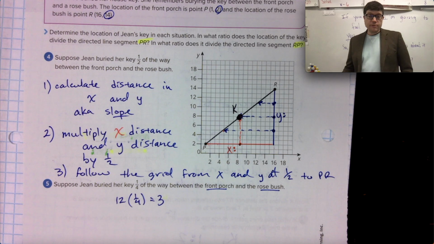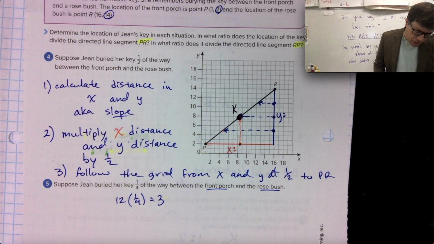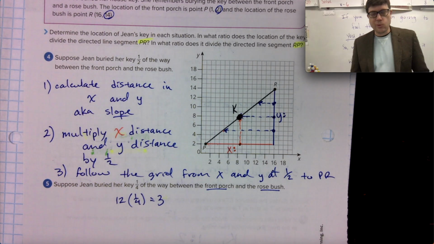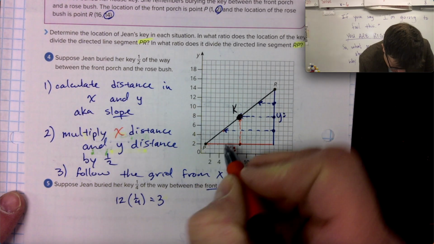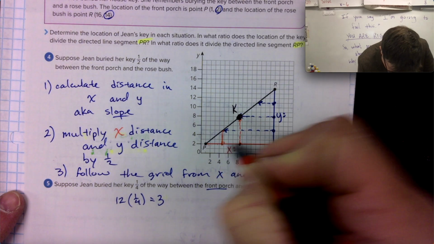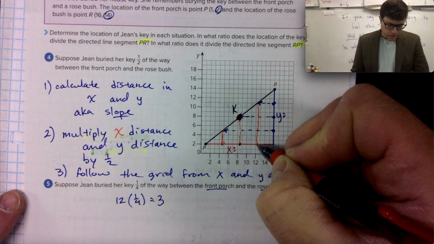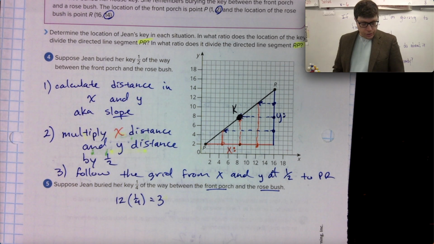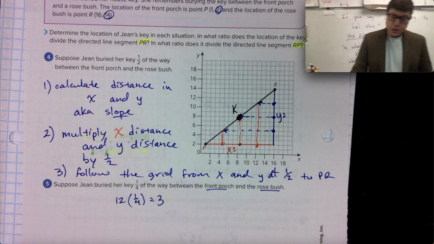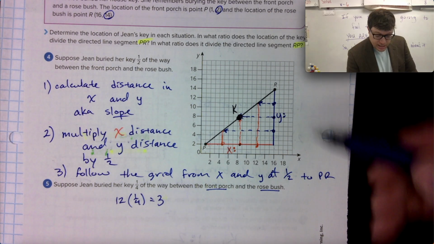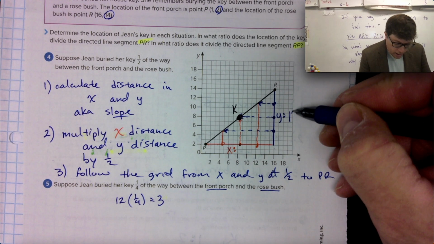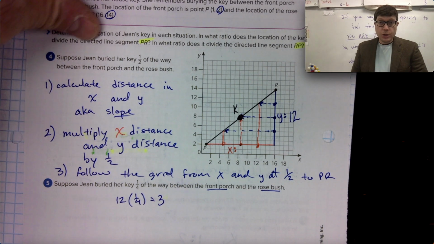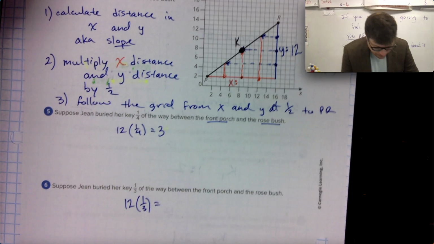What is 1/4 of 15? Hey Siri, what's 1/4 of 15? They did it wrong, but it's going to be about right there and about right there. Okay, so then the last one. Suppose Jean buried her key 1/3 of the way between the front porch and the rose bush. 1/3 of 12. This is the easy one. 1/3 of 12 is 4. I'm not going to bother with that, I could do 1/3 of 15.